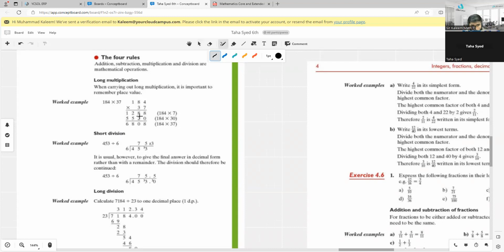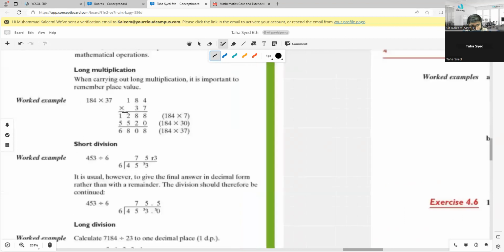Here we are not doing mental math. We are doing long calculating it out and multiplication, working it out. So this one is a grade 5 question. Firstly, you just have to take 7 and multiply it with each digit of the first number. Like 7 will be multiplied with 4, 8, and 1.